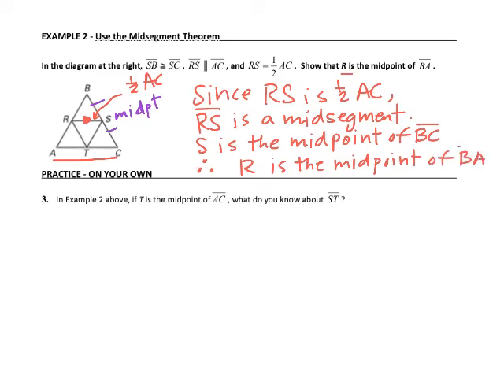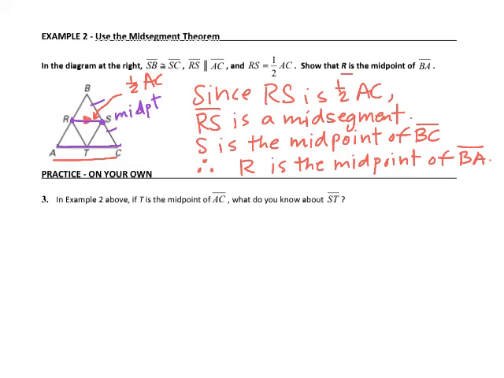So we could have stated this a little bit differently, but if you recall, the length here is 1/2 of AC, and therefore that makes R a midpoint, and S is a midpoint, because mid-segments are just a connection of two midpoints. So that's enough information for your explanation.